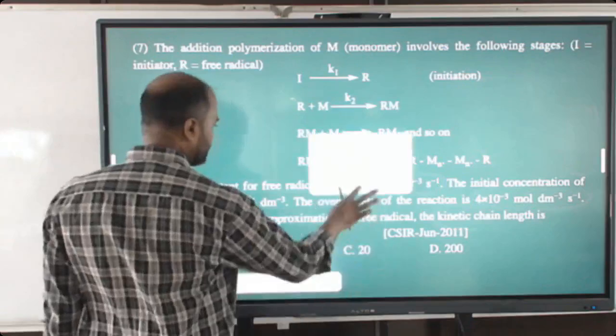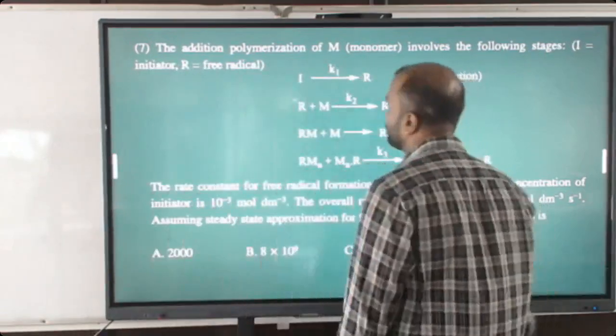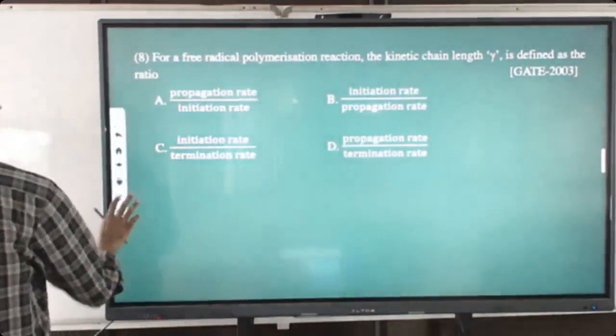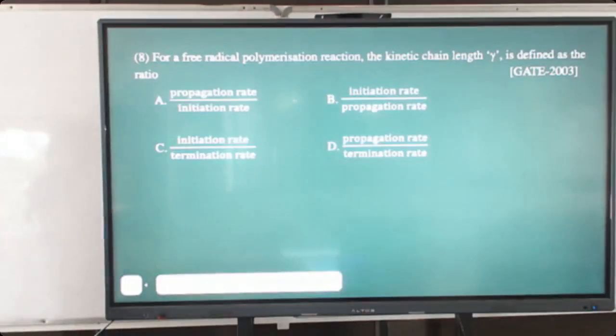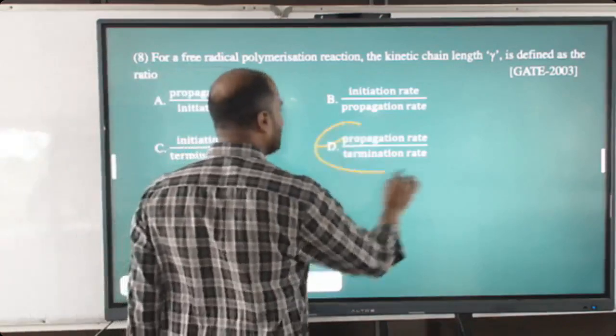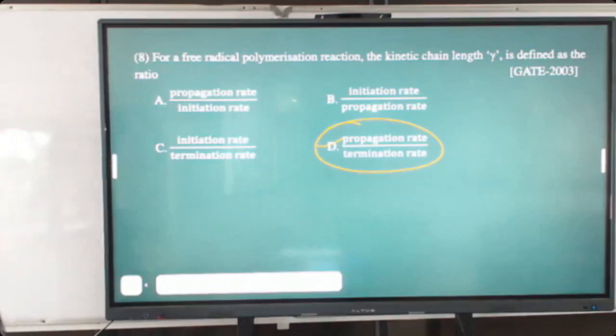Next, question number 8. For a free radical polymerization reaction, the kinetic chain length gamma is defined as the ratio of what? Which of these is likely to be the answer? We have studied many equations for kinetic chain length. One of them is rate of propagation divided by rate of termination. Option D, propagation rate divided by termination rate.